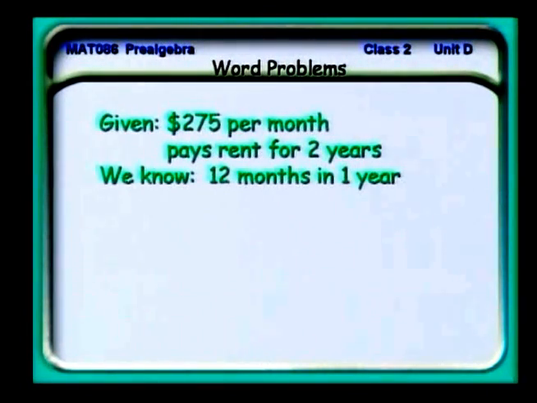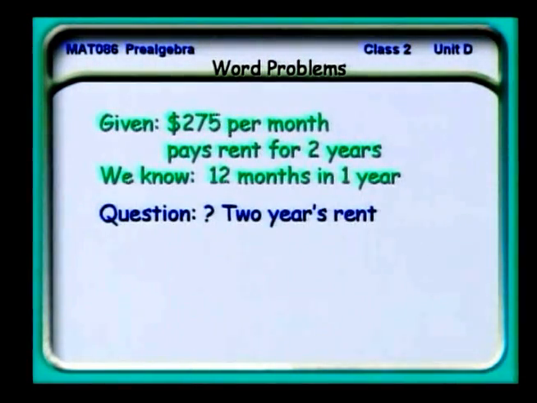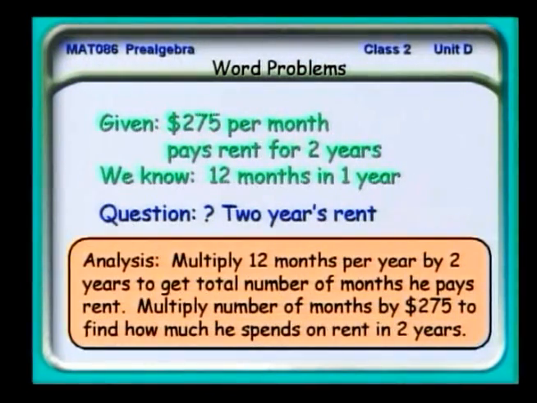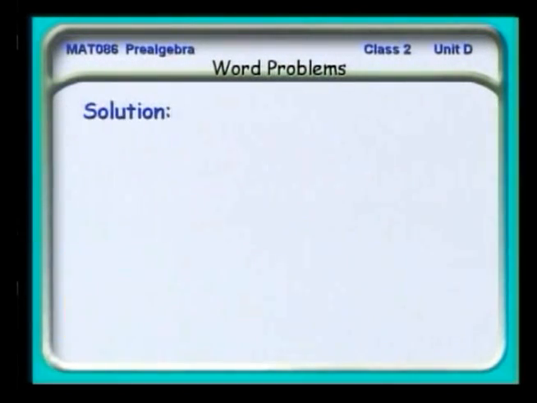If I were paying that, I'd stay in that place too. And we know we have to bring in from our own knowledge that there are 12 months in a year. And we want to know what the total is for 2 years' rent. So we multiply the 12 months per year by the 2 years to get the total number of months he pays rent for. Then we multiply that number by 275 to find out how much he spends in 2 years.